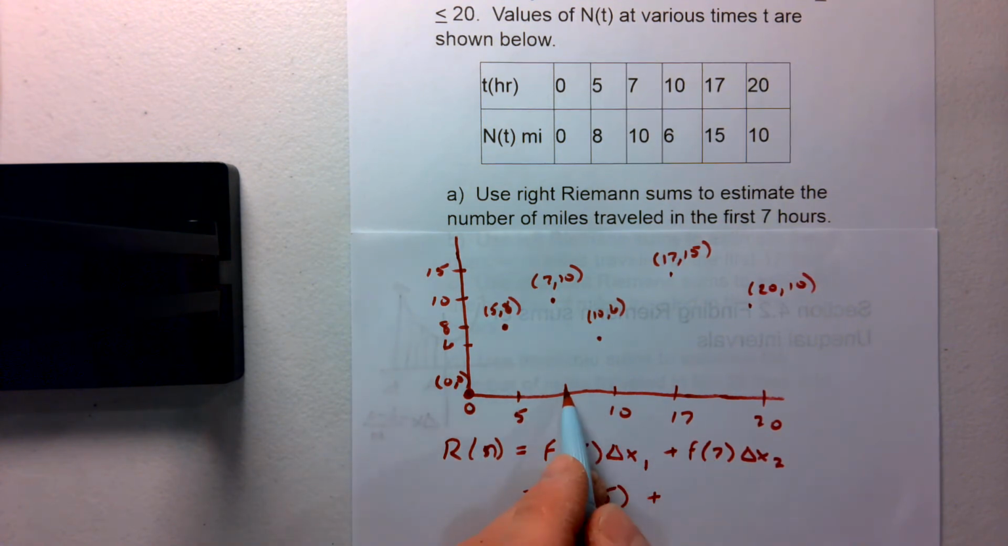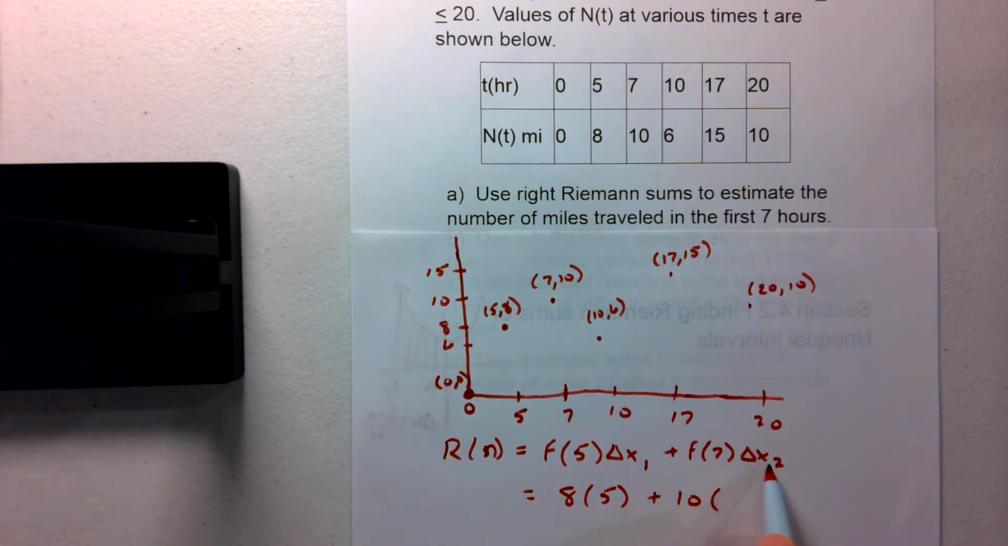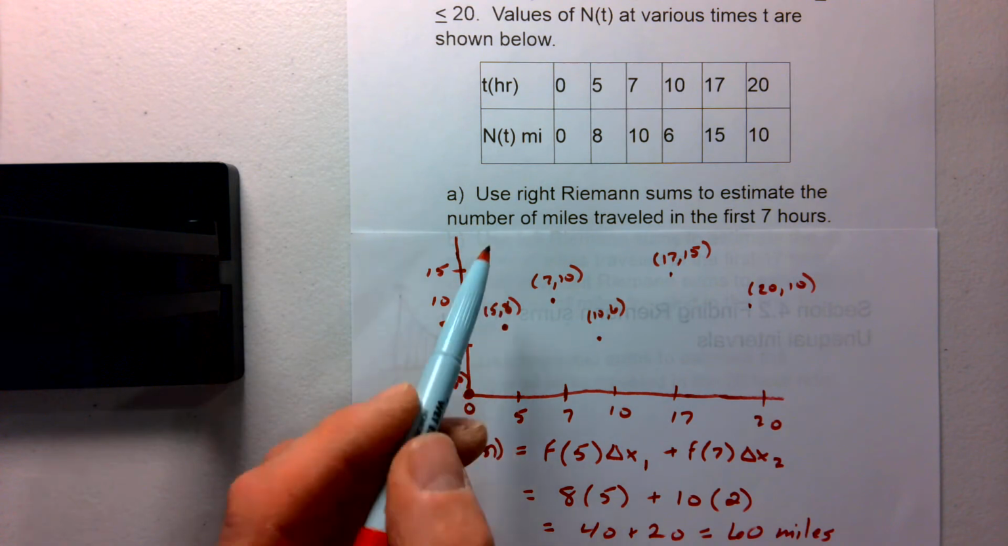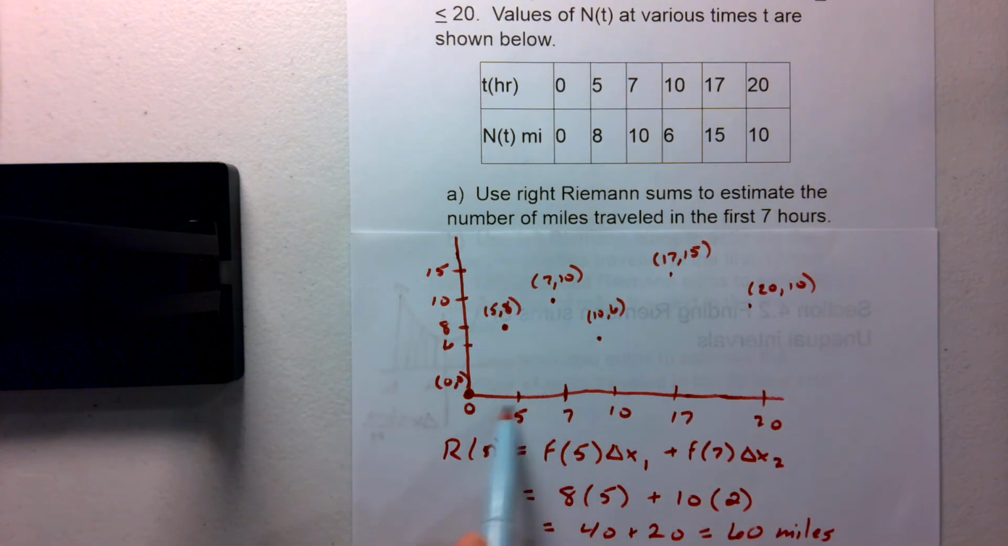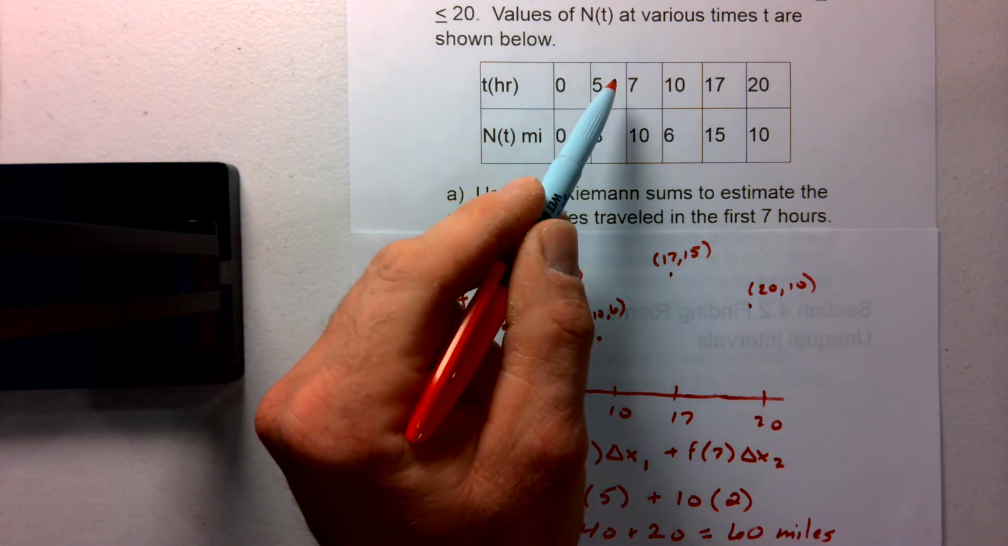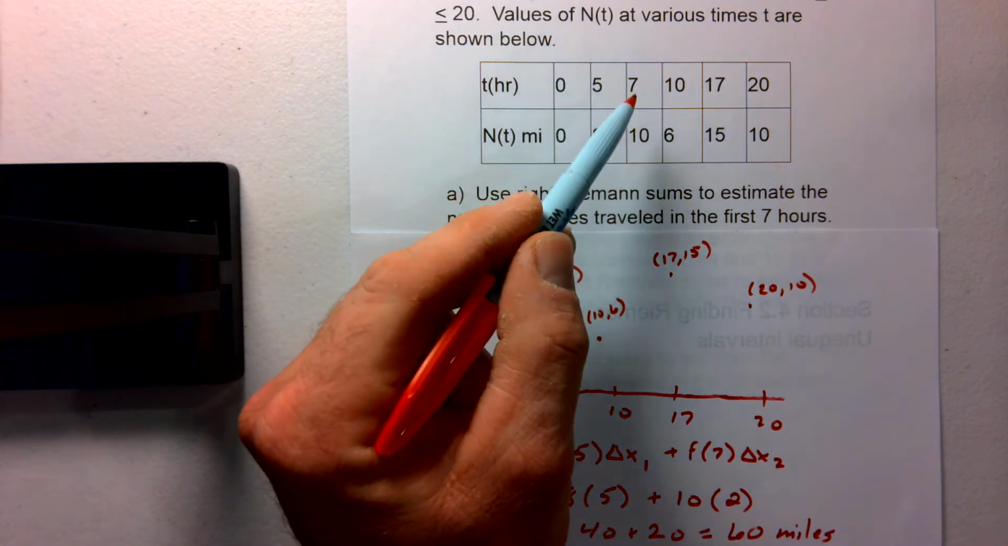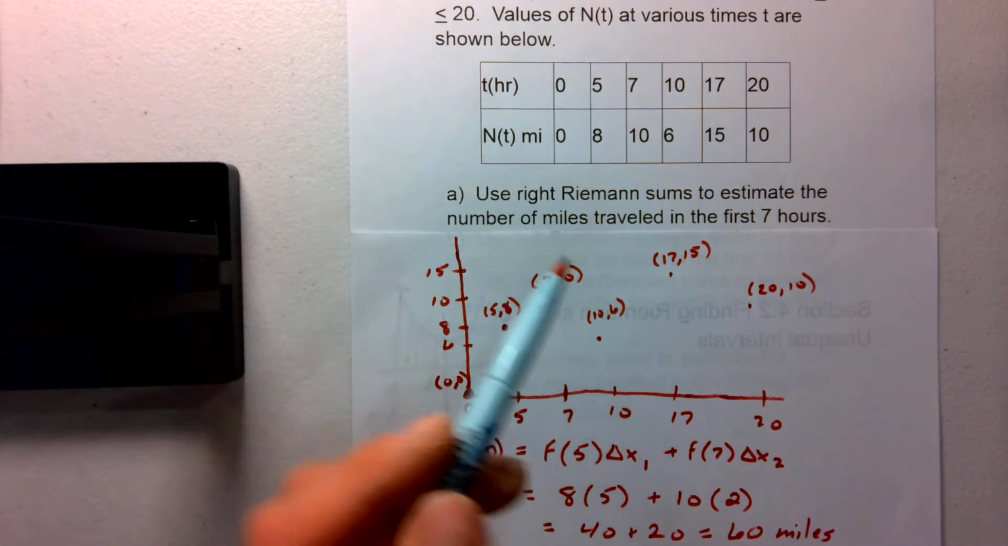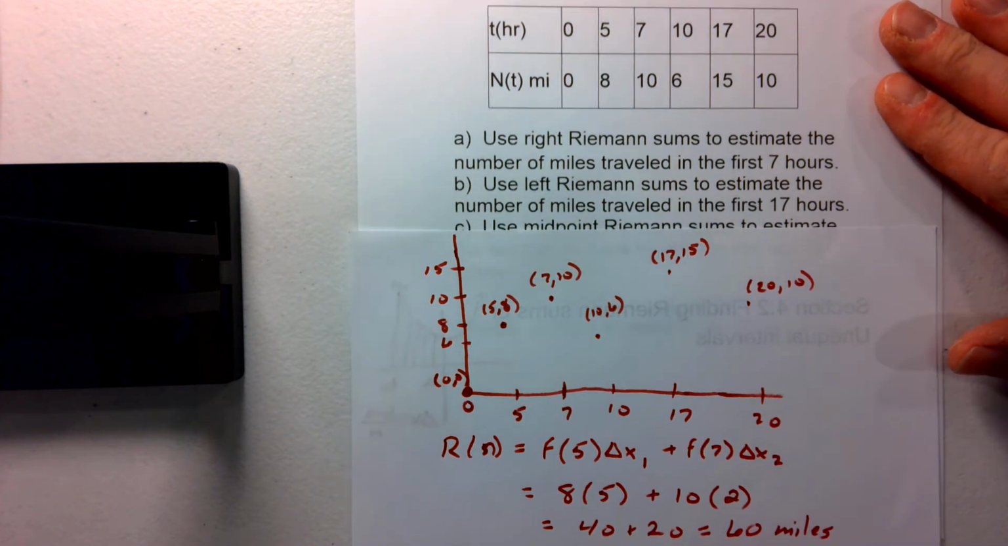To that we're going to add f of 7. F of 7 is 10. And to that we're going to multiply our delta x2. Delta x2 in this case is going to be 2 units. So we get 40 plus 20, or 60 miles. So we would have traveled 60 miles in the first 7 hours, theoretically. Again, we don't know what happened in hours 1, 2, 3, 4, or in hour 6. We can only assume there's going to be somewhat of this so that we can estimate those miles.